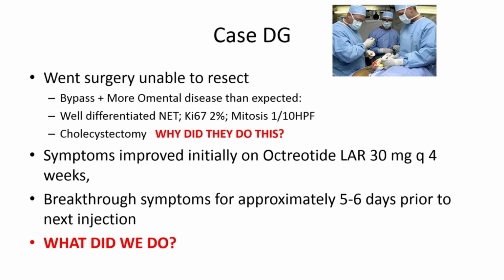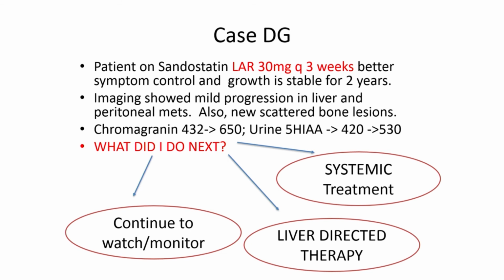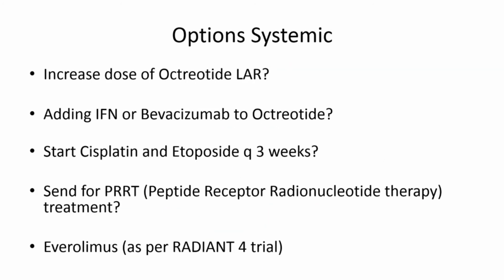So back to the case, so they go and do surgery, they do a bypass, they remove the gallbladder because they're worried about long-term toxicity of the SSA. The patient comes out, is back on the octreotide, but is having breakthrough symptoms. So what do we do? And again, do you move to systemic therapy? Do you do liver-directed therapy? Or do you just continue to watch and monitor?